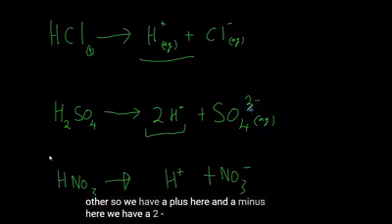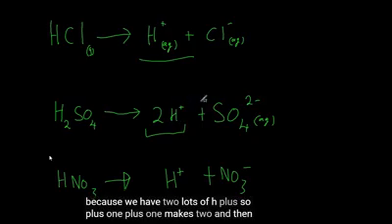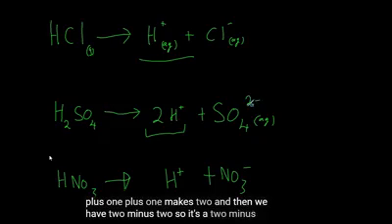We have a 2 minus on our sulfate because we have 2 lots of H plus. So plus 1 makes 2, and then we have to minus 2, so it's a 2 minus.